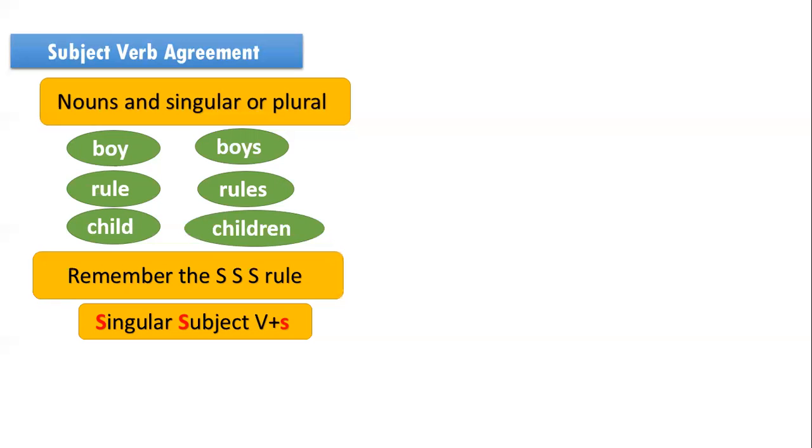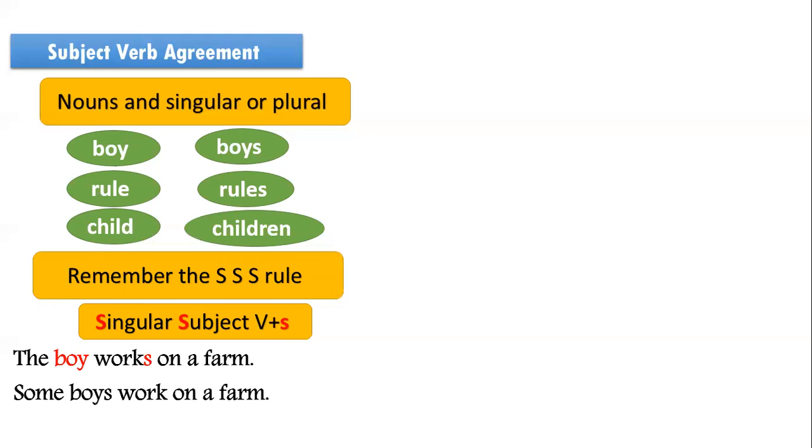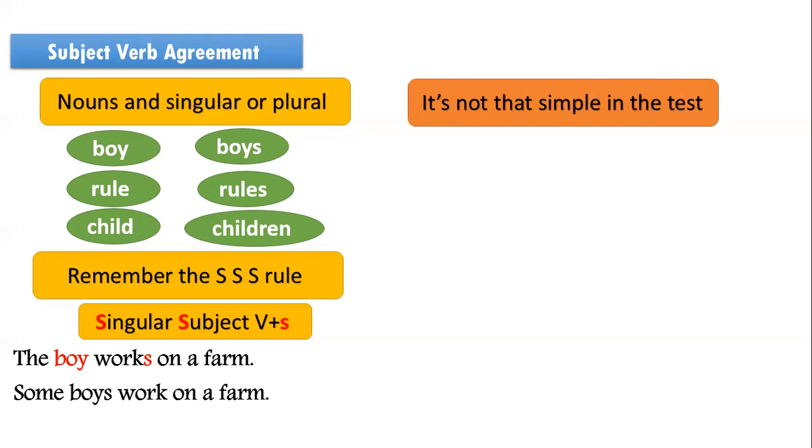What do I mean by this? Let's see the following example. The example says, the boy works on a farm. Why do I say works here? Because the boy is singular, so we add S to the verb in the present tense. But if I have the words some boys, boys is plural, so the verb doesn't take S. So in this case, some boys work on a farm.